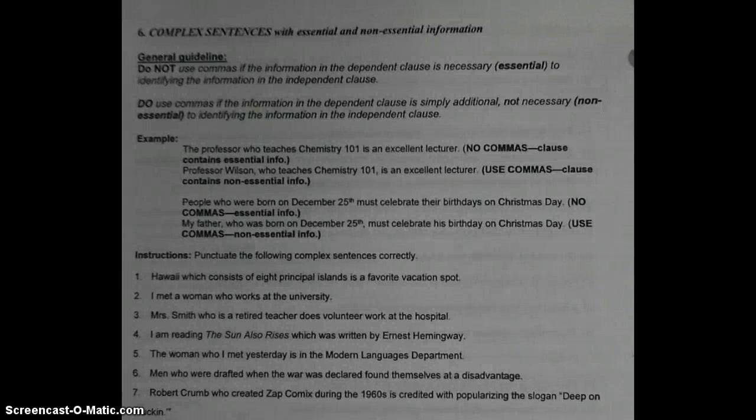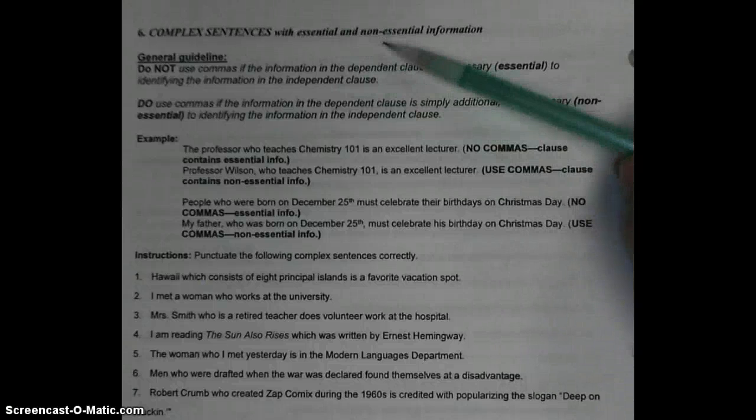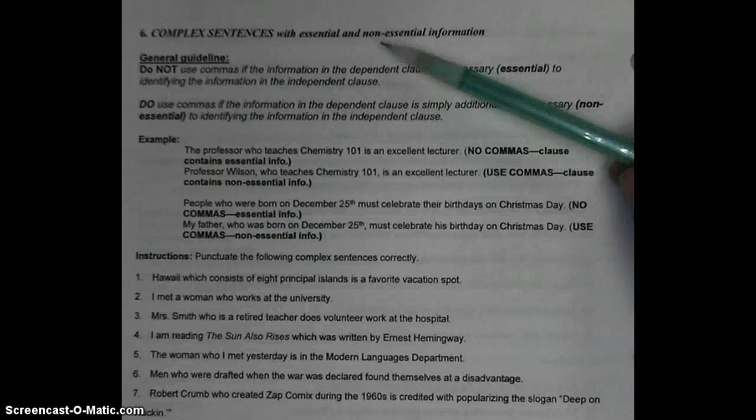Okay, this is video 6 for quarter 2. This is complex sentences again, but this time we're talking about the difference in punctuation when there is essential versus non-essential information. So information we must have versus information that is simply extra.